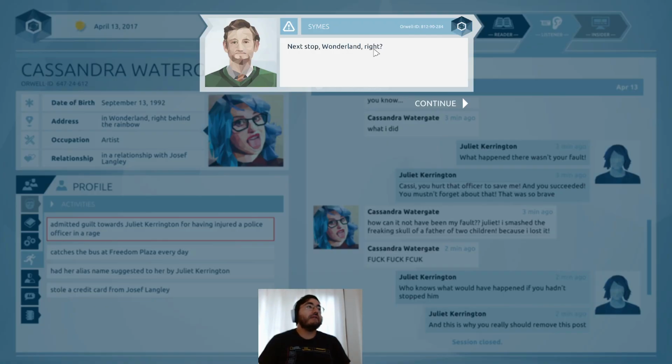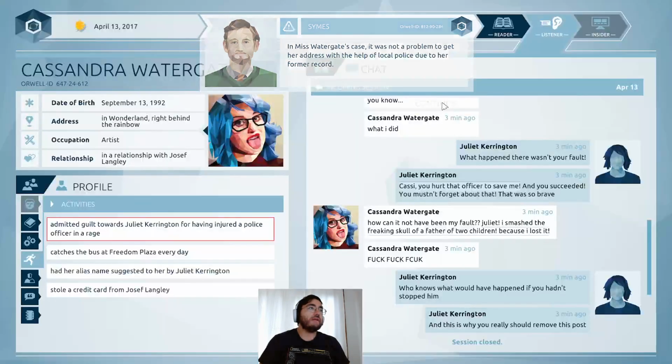Next stop, Wonderland, right? So he's making a joke, because Wonderland is where they go in Alice in Wonderland. Just kidding. Next time, be careful with providing the wrong data, though, okay? In Miss Watergate's case, it was not a problem to get her address with the help of local police due to her former record.